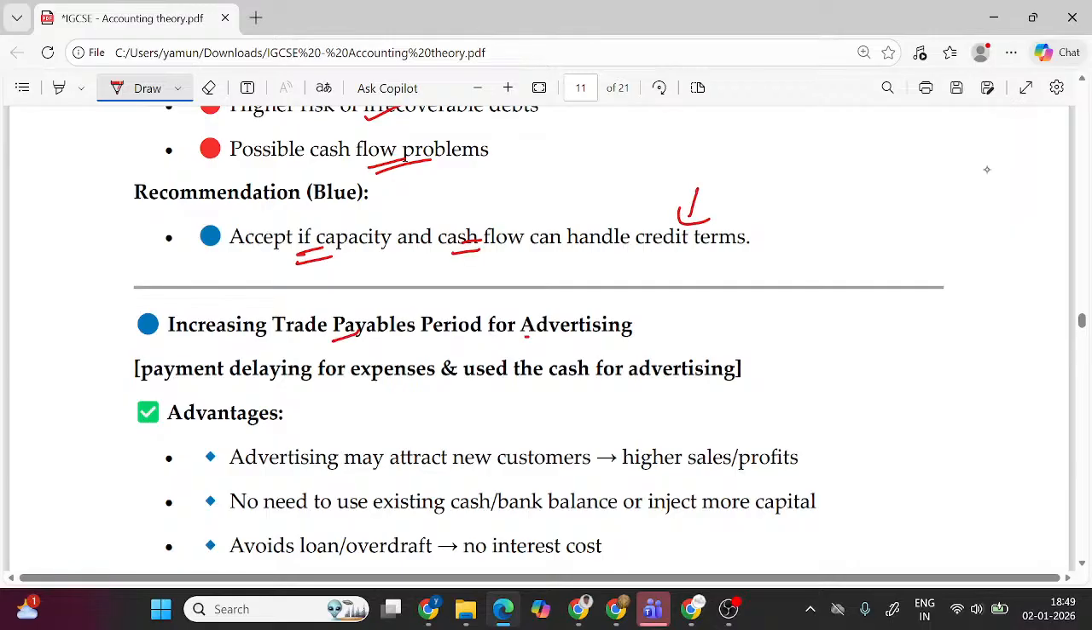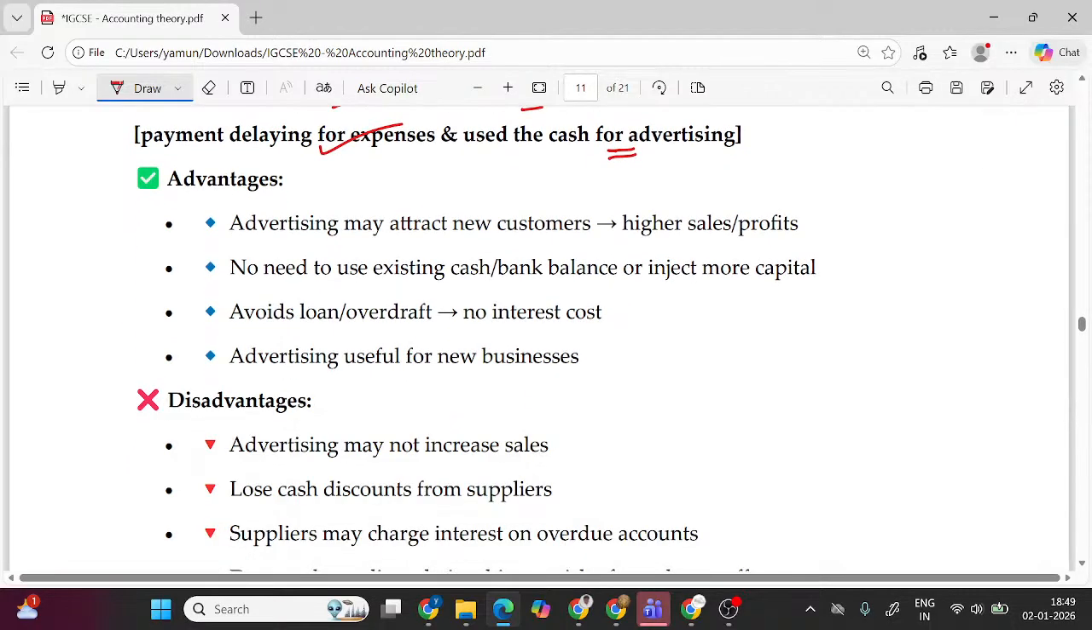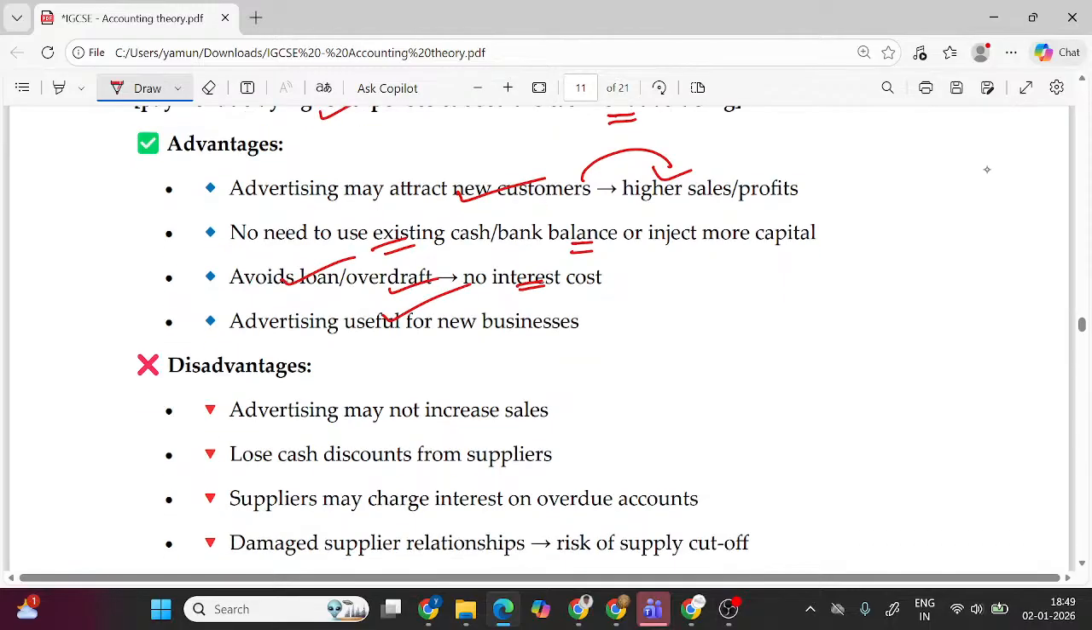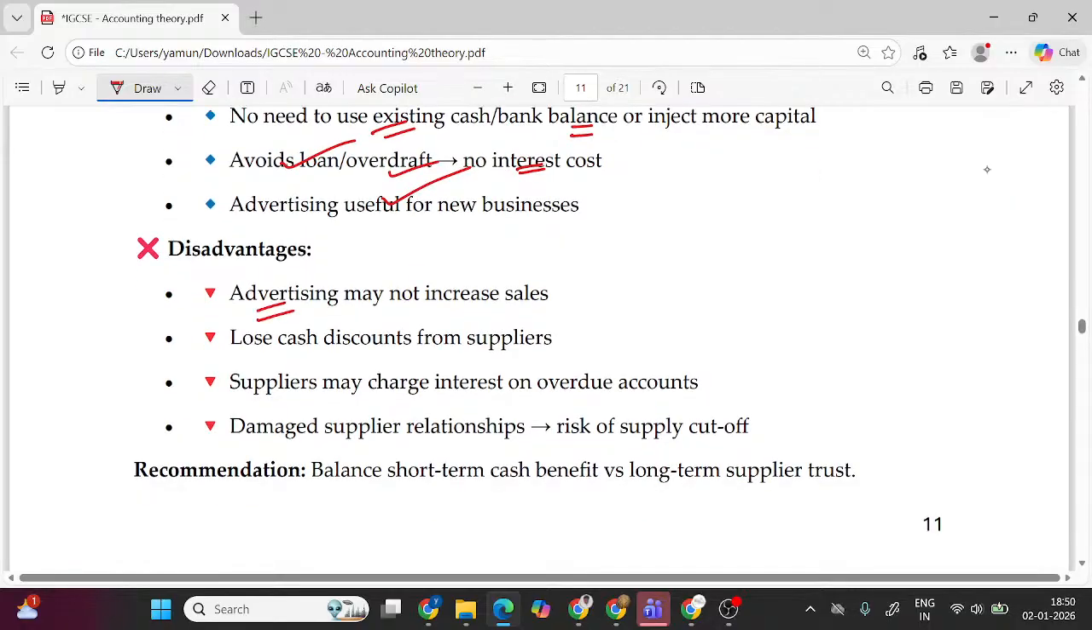Increasing the trade payables period for advertising: delaying payment for expenses and using the cash for advertising. So when you talk about advertising, we have advantages like attracting new customers. So that's why we have an impact that sales get higher and profits increase. No need to use existing cash or bank balance or inject more capital. It will avoid a loan or overdraft, no interest cost, and advertising is useful for a new business also. But when you talk about advertising, it does not always end up in sales.